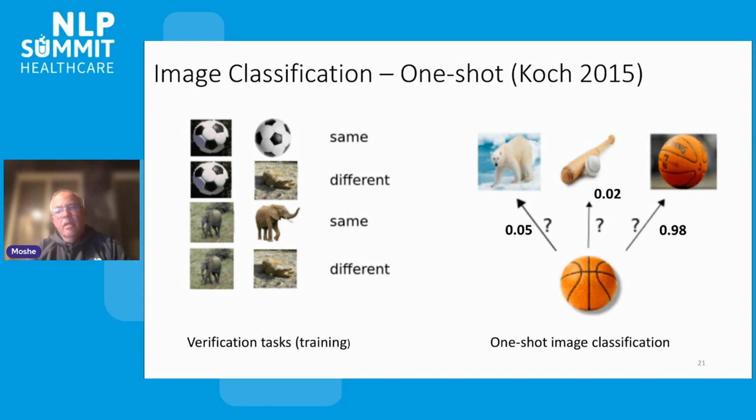Now at the right side, at test time, only one example is given per class. The network encodes the examples and calculates a similarity score between the test and each class. The test will be categorized to the class that received the highest score. In this example, this is the basketball category.